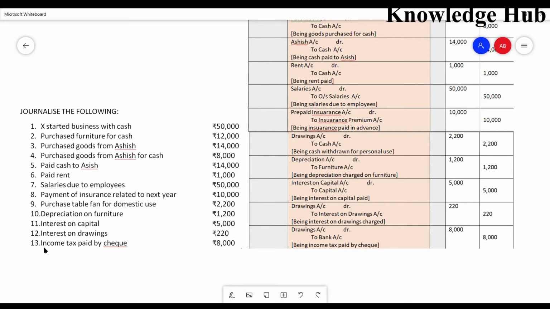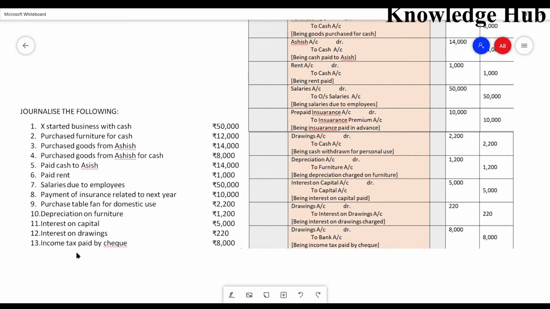Next transaction reads as income tax paid by check for rupees 8,000. Now, the income tax is paid by the proprietor because he is earning the profits from the business. It's a source of income for the proprietor. He is supposed to pay the tax and not the business.